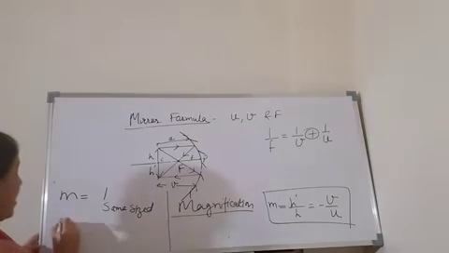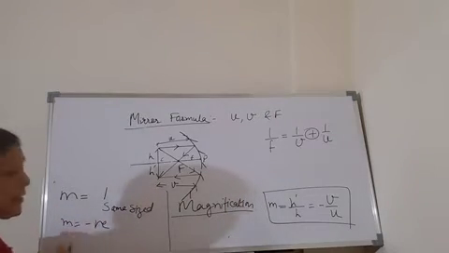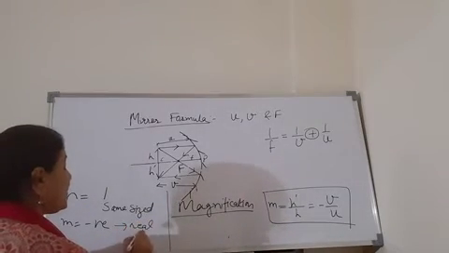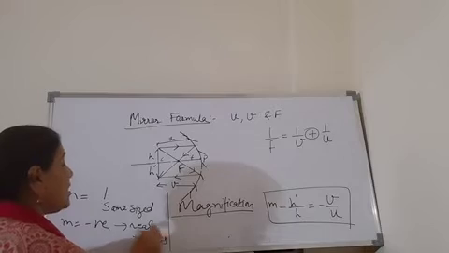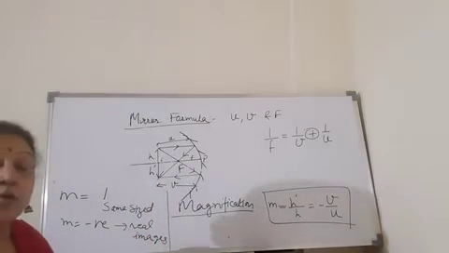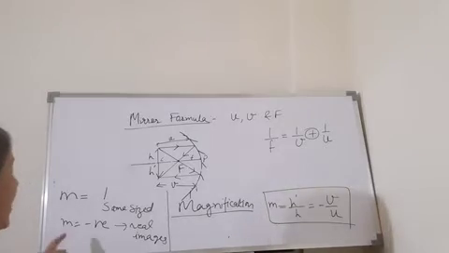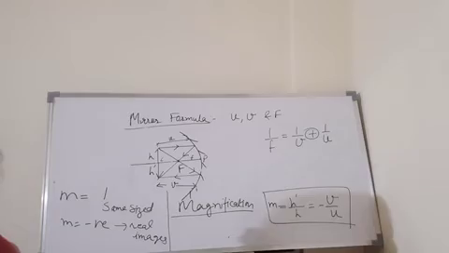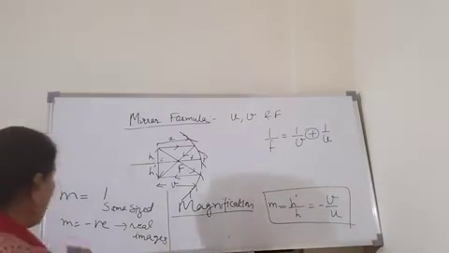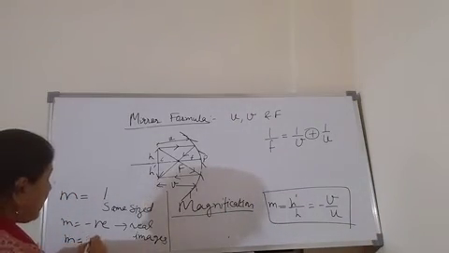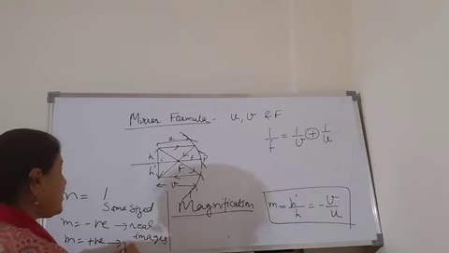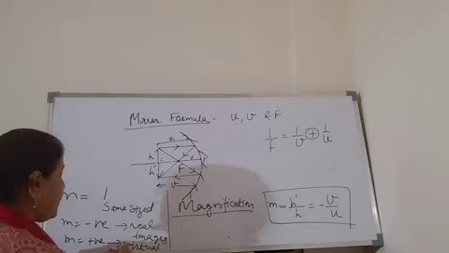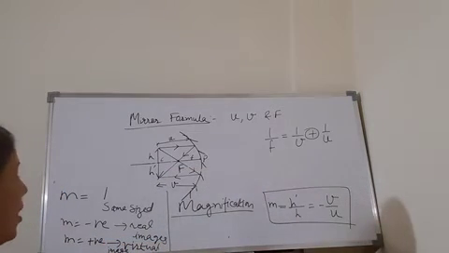If it's negative, then it is a real image. After solving, if M comes out to be negative, then the image is real. When it is real, it has to be inverted. When M is positive, it shows that the image is a virtual image. So these are a few things you should remember.